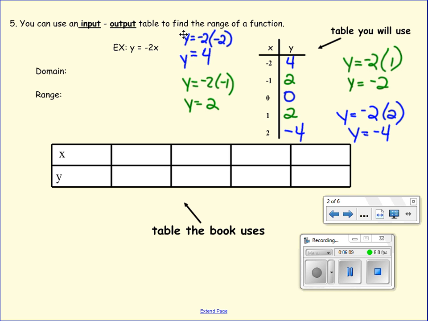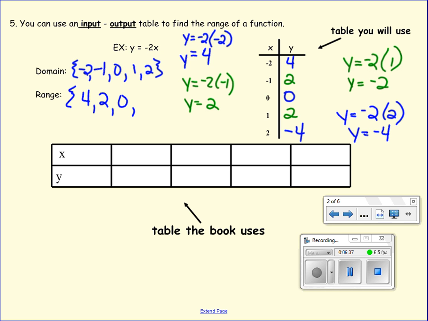Now, we're also asked to determine what the domain is. It will be the set of -2, -1, 0, 1, and 2. Those are all our domains. Those are what we inputted. And then our range is considered the output, which would be 4, 2, 0.